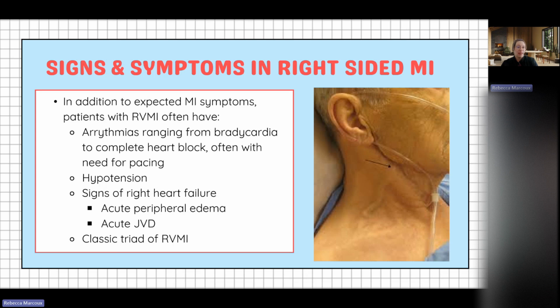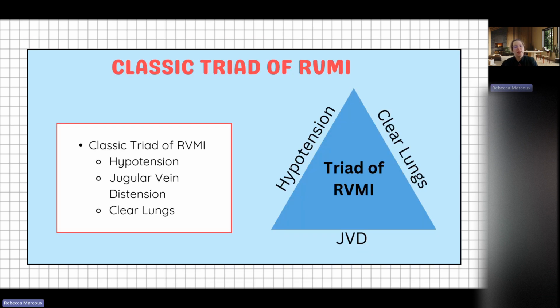We also will talk about the classic triad of right ventricular MI, which is next. So these are the signs of the classic triad we're going to see in a right ventricular MI: patients are going to have jugular vein distension, but their lungs are going to be clear and they're going to be hypotensive. So these are the three classic signs and symptoms that we can watch for if we suspect a right ventricular MI or if we have a confirmed right ventricular MI.